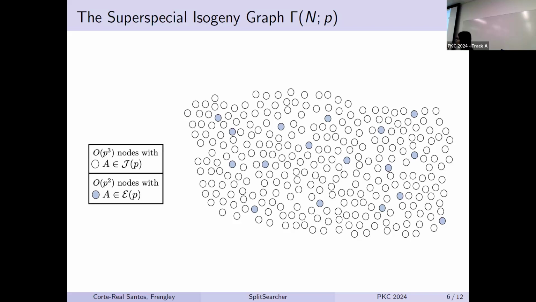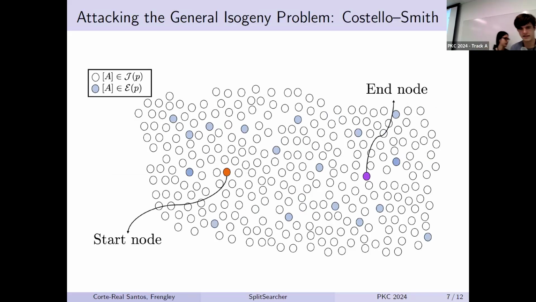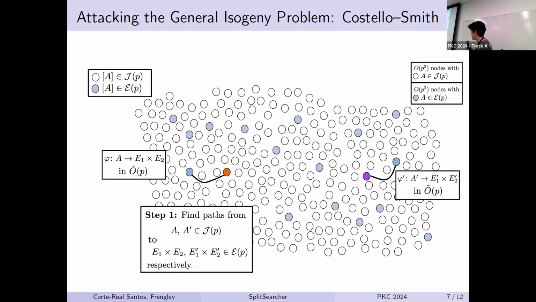Finding this special subset within the main graph is the crux of the Costello-Smith attack, which Sam will now describe. Okay, so the Costello-Smith attack basically starts with a node, which you might as well take to be one of these non-reducible nodes. And then you want to find a path to a different node, in the isogeny graph.